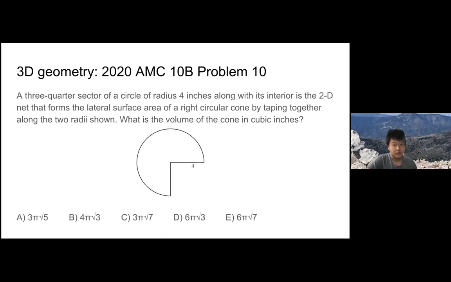Here's an example of three-dimensional geometry. This shape is folded into a cone. Right, circular cone. Right just means it's sort of centered, essentially. Like its tip is right above the center of the base. So your resulting image will look something like this. And then you have these two directly above each other. What's the volume of the cone? Anyone have any ideas for this question?